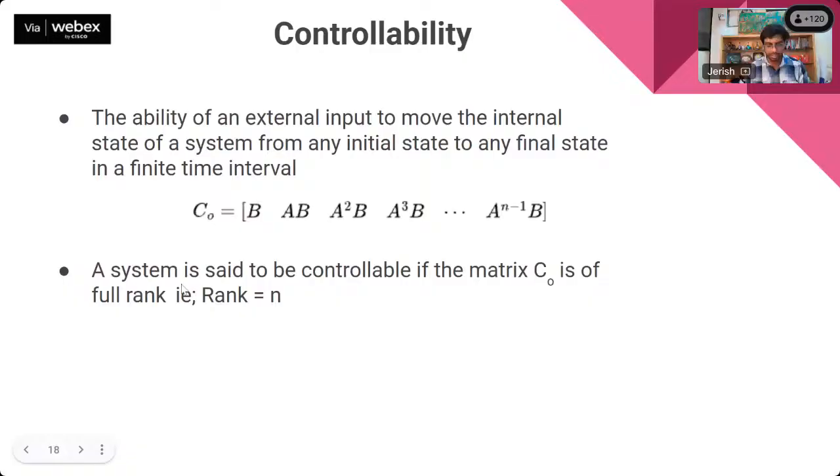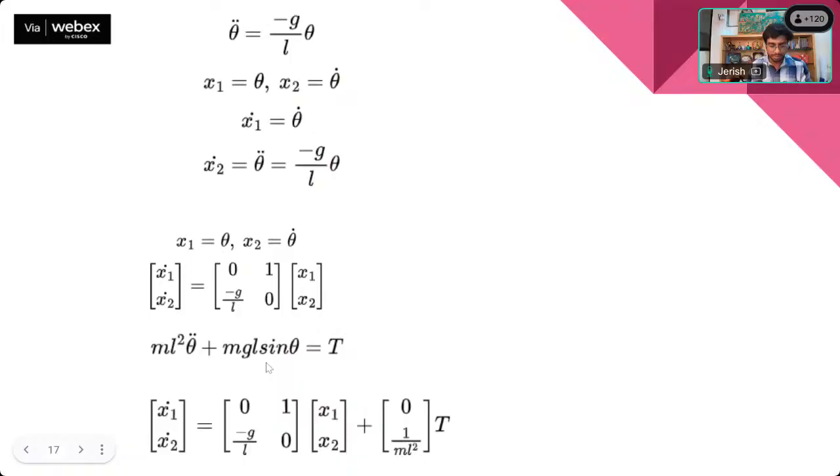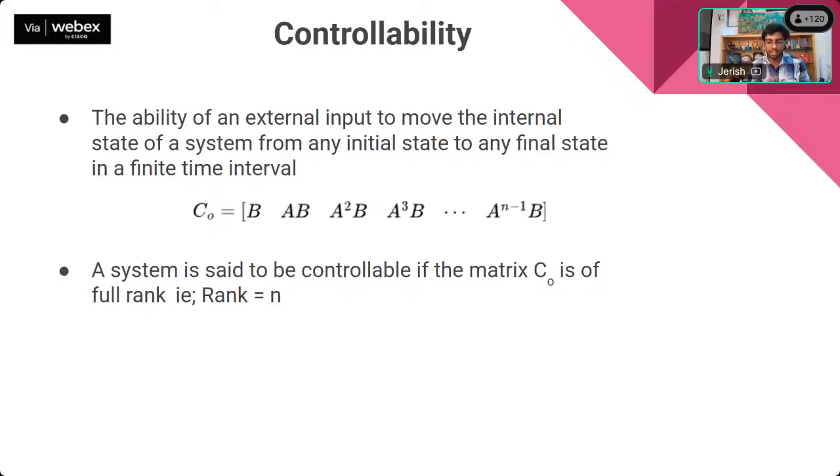So this we call the controllability matrix. The system is considered controllable if and only if the rank of this composite matrix is full. This B has the information of the input, and AB is the normal matrix multiplication of the A matrix with B, and it goes on. If A is an n cross n matrix, you need to do it till n minus 1, and if it turns out to be a full rank matrix, then the system is controllable.